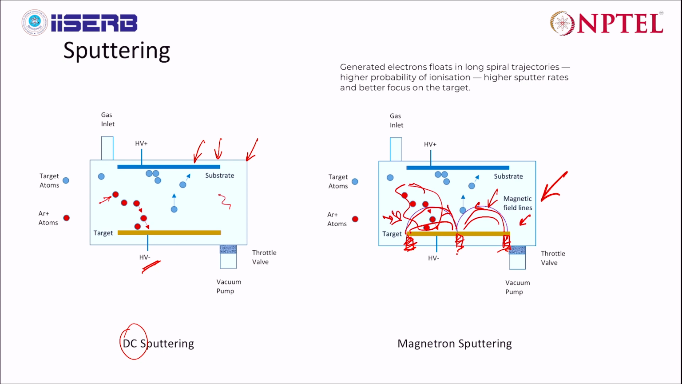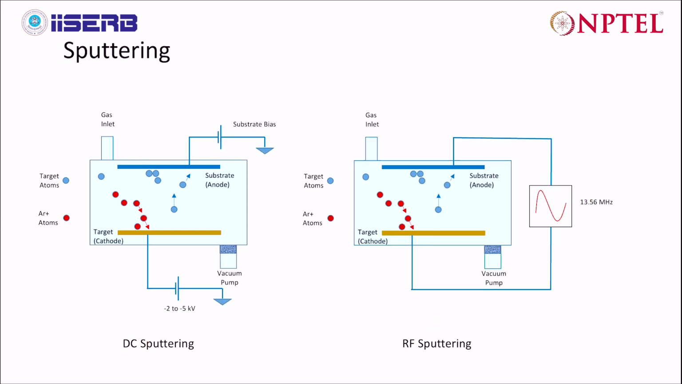And because we use a magnetic field in this case, we call it magnetron sputtering. So this is another type of sputtering where the applied power creates the plasma, but at the same time you use a magnetic field in order to make it more efficient to some extent. This is known as magnetron sputtering.